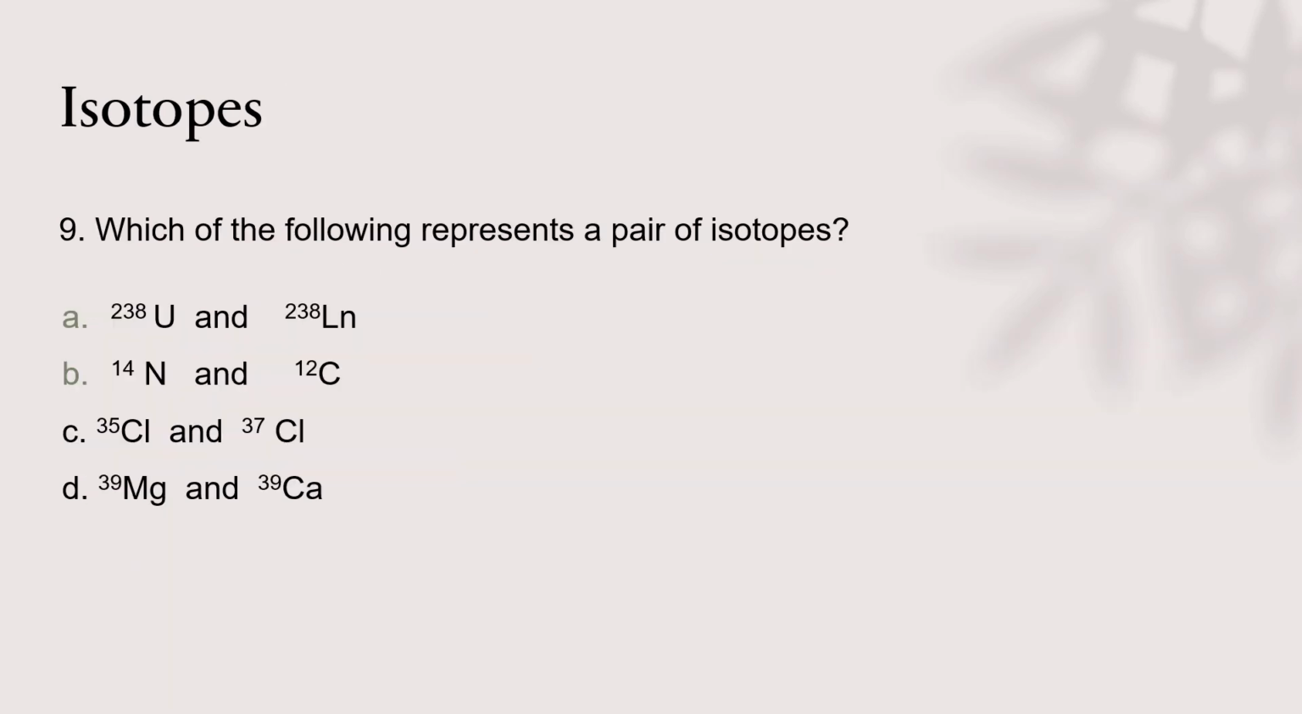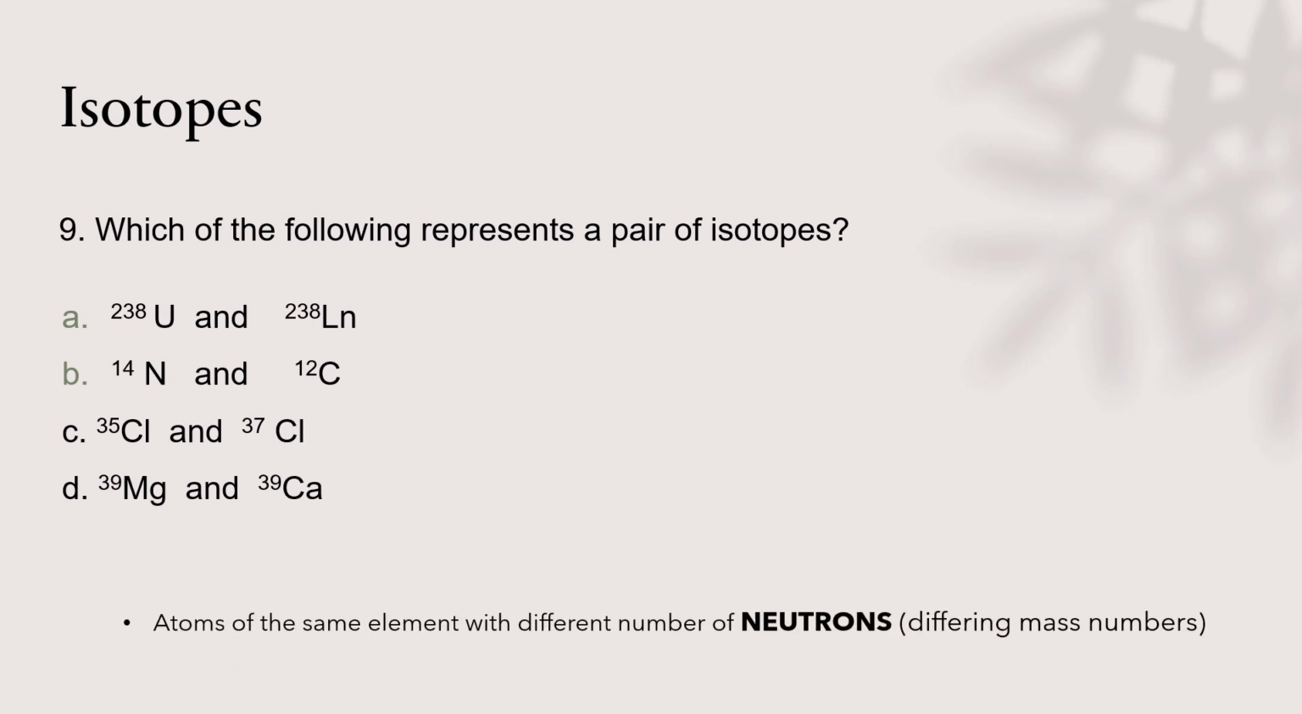Next, we're going to look at isotopes. Which of the following represents a pair of isotopes? If you don't remember what isotopes are, a little reminder here at the bottom. Isotopes are atoms of the same element that have a different number of neutrons. Okay, so the neutrons differ. So it has to be atoms of the same element. That's key here. And their mass numbers, or their number of neutrons, is what differs.